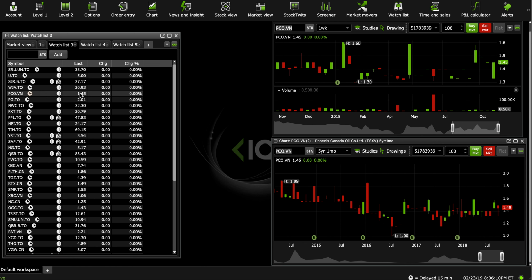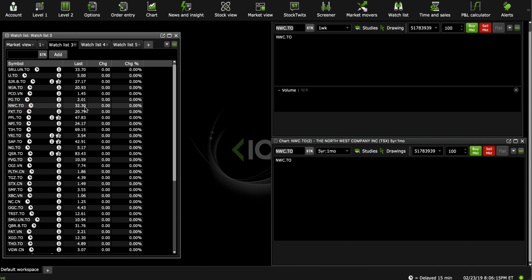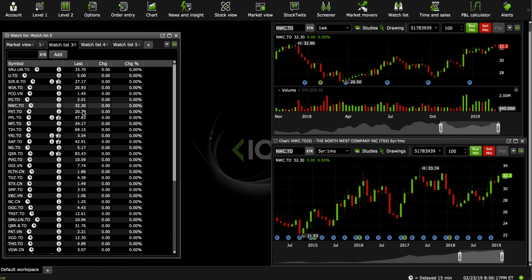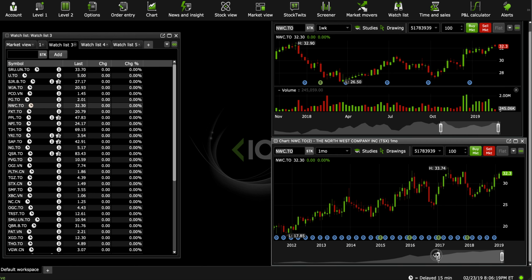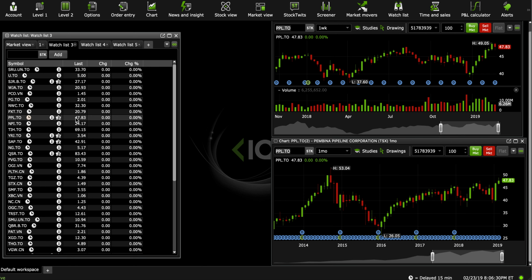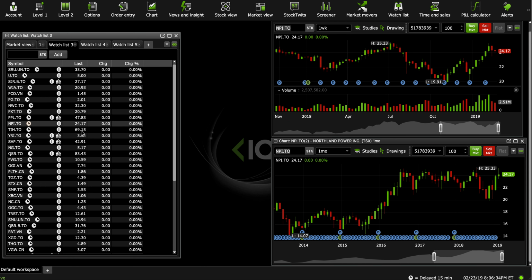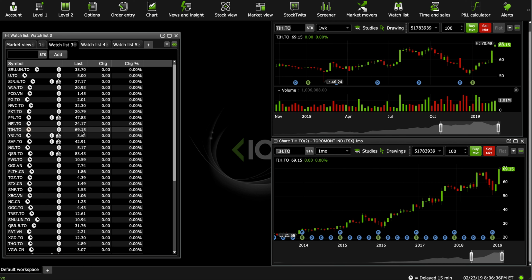WGA, that's WestJet. PG. NWC, right? So nothing much going on over here. The trend over here was up, and now it's kind of heading down over here. PXD, much. PPL, Northland Power. If you guys are interested in finding the names of the stock, the names are on here, right? So you can see the names over here.